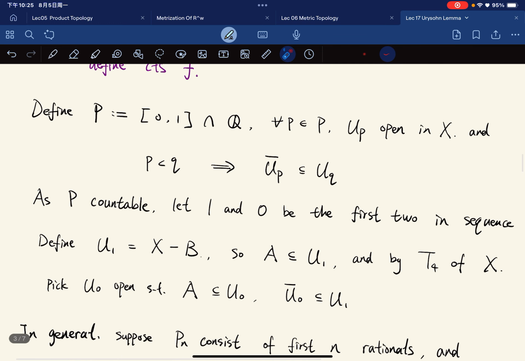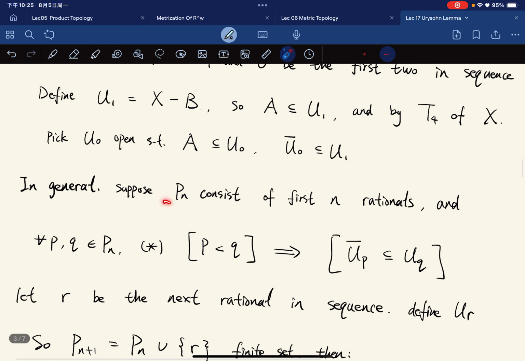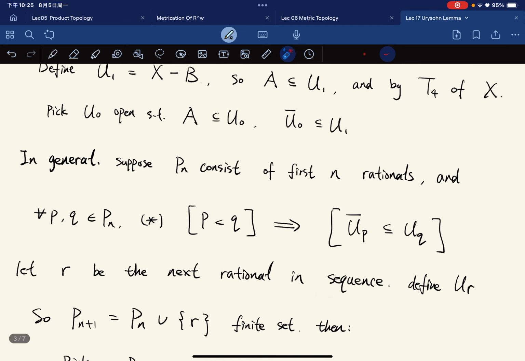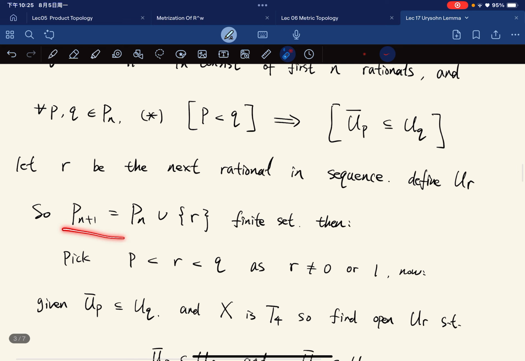Okay, so the first two elements, U1 and U0, are defined. Now we want to inductively define all our UPs. In general, suppose Pn consists of the first n rationals, and this holds: the desired property is that if P is less than Q, then the closure of UP is contained in UQ. We let R be the next rational in the sequence, and we should define UR. So let Pn plus 1 be Pn with the number R adjoined.